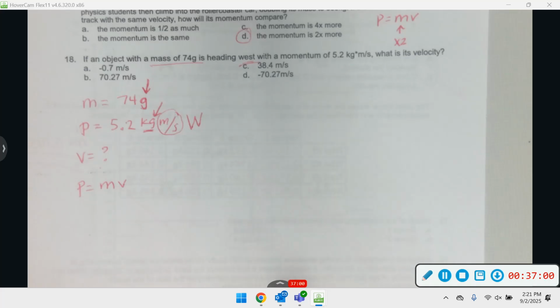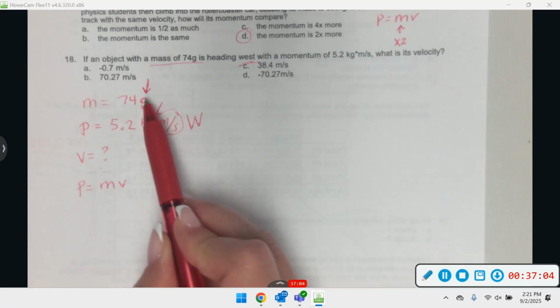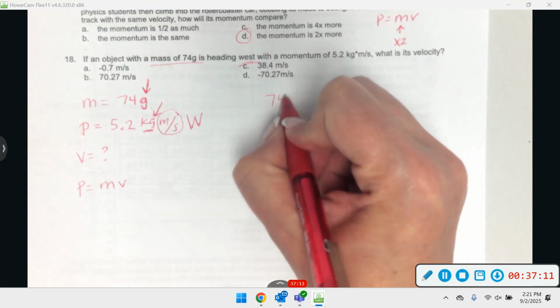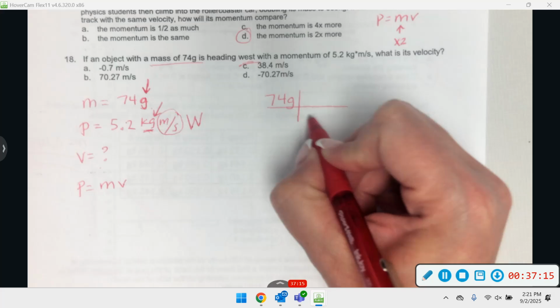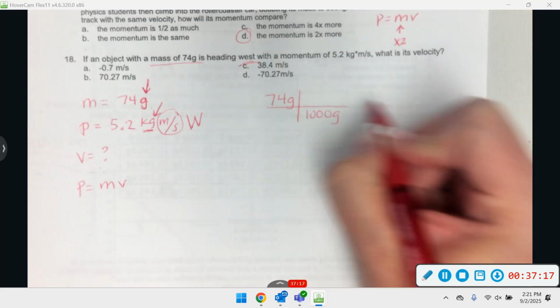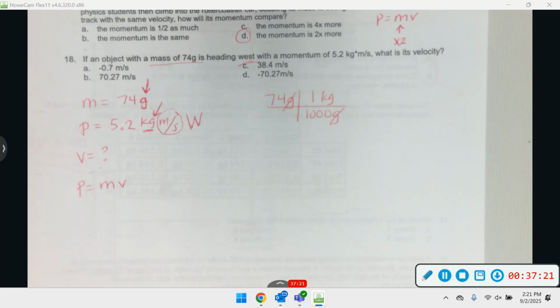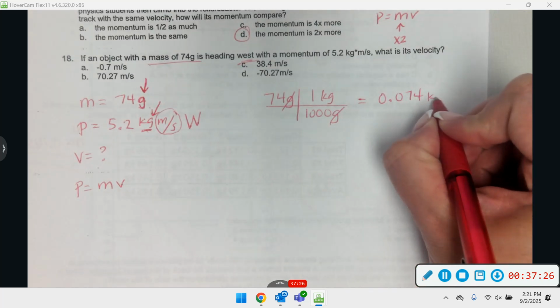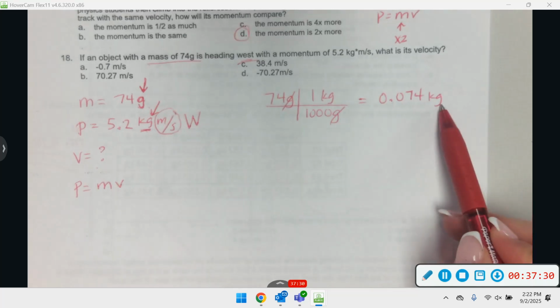You can either convert this into grams times meters per second or convert this into kilograms. That's probably easier because it's a less messy looking unit. So that's what we're going to do. There are 1,000 grams in a kilogram. Okay, so 74 grams divided by 1,000 will get us to kilograms, because there are 1,000 grams in a kilogram. That's 0.074 kilograms. Okay, so that's how many kilograms we have.